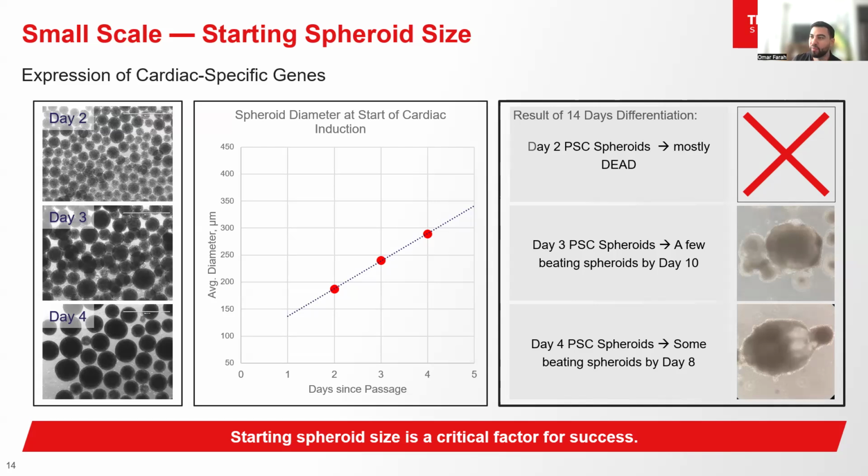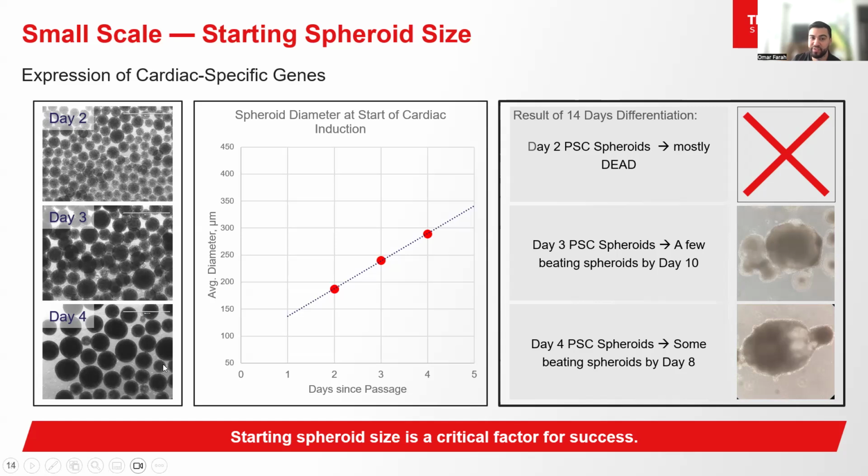I mentioned that before we start differentiating these cells, we culture them as pluripotent stem cell spheroids, like you see over here on the far left. We can control the size of these spheroids by manipulating the speed at which they're cultured or the duration of the culture period. If we just leave them longer, they grow a little bit more.